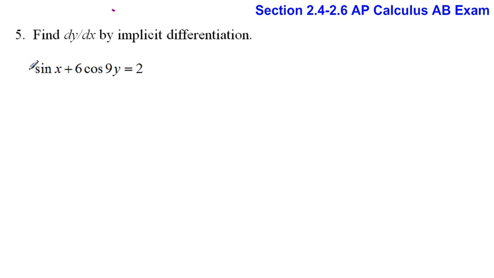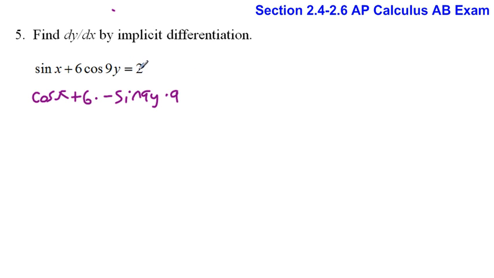So take the derivative of sine of x. And so that means you get cosine of x plus 6, right? This is just a coefficient. Now, the derivative of cosine is negative sine, right? So negative sine of 9y. But then we have to multiply that by the derivative of 9y because we're doing our chain rule. And the derivative of 9y is just 9.